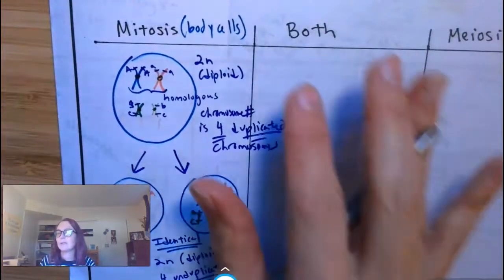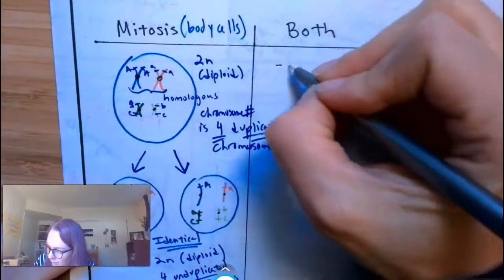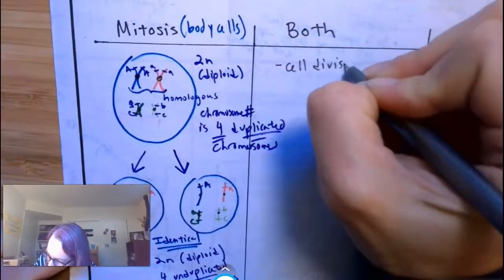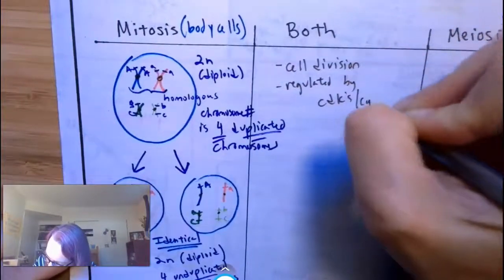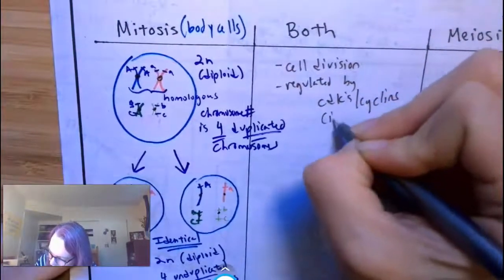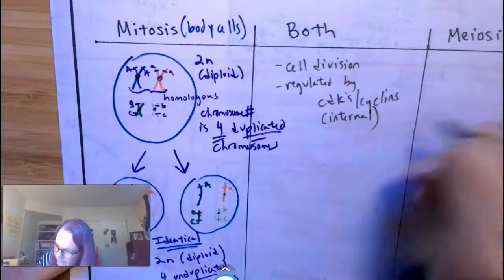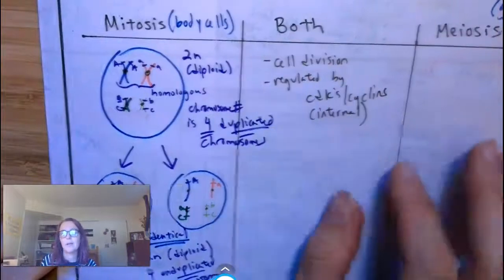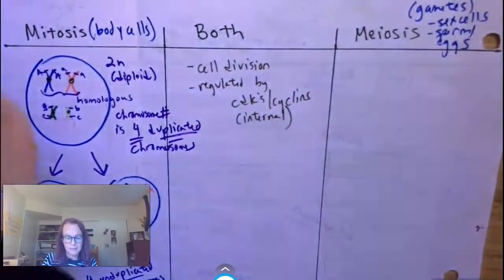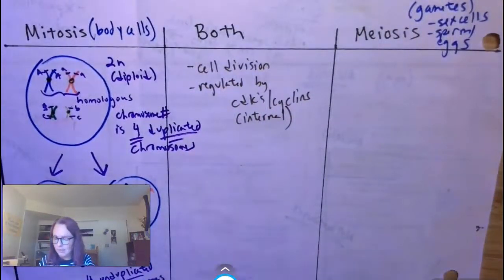We're going to move into meiosis, but something they both have in common: they're both types of cell division, and they're both regulated by CDKs and cyclins for internal signals, and they have external signals as well. Okay, hormones and other ligands that control them. Now let's look at meiosis. Meiosis is going to look familiar to you at the beginning, right?